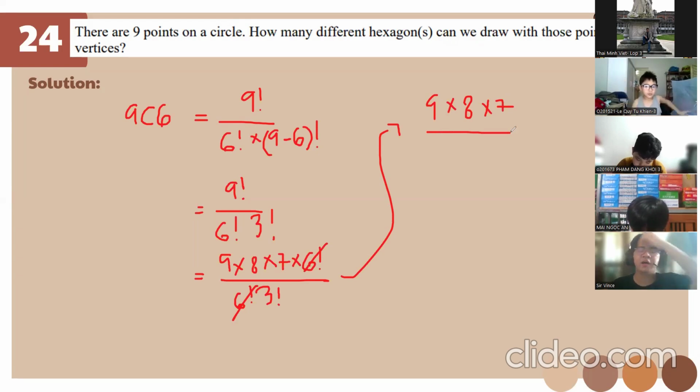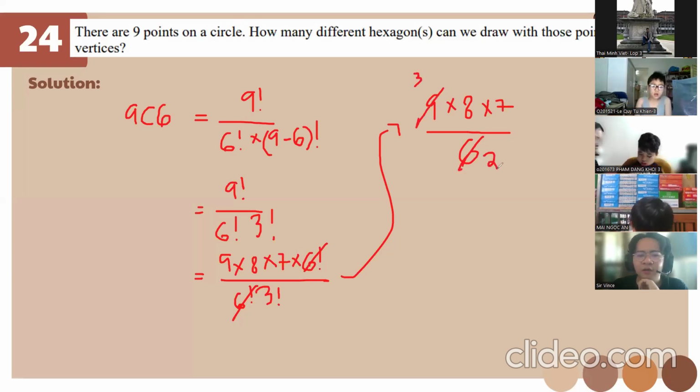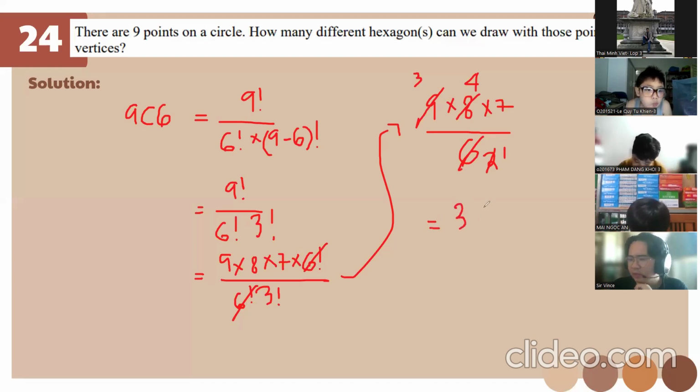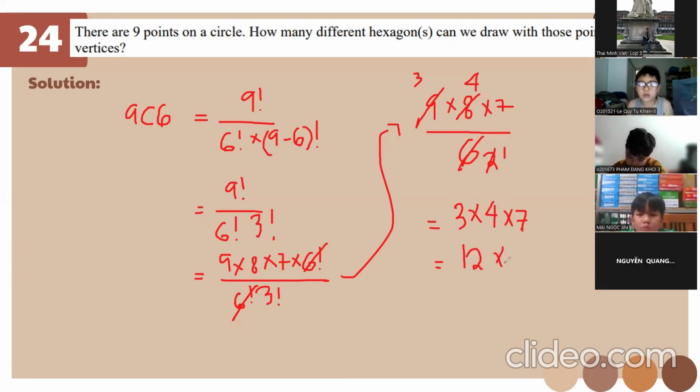How much is 3 factorial, class? It's 3 times 2 times 1, right? So it's gonna become 6. So we can simplify again. This is 4. This is 1. So we'll be left with 3 times 4 times 7. So 3 times 4 is 12 times 7. The answer is gonna be 84. Okay?